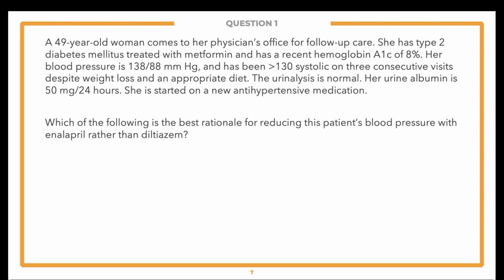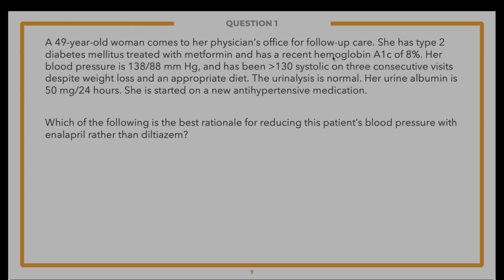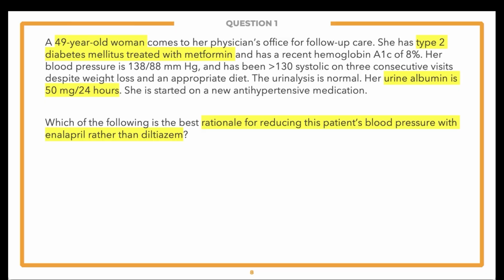So let's go through, highlight some key important words, and let's try to figure out what this question is really asking us. So I always like to start with the lead-in, just like he said: which of the following is the best rationale for reducing the patient's blood pressure with enalapril rather than diltiazem. So there are 2 drugs. You've got to think about the mechanism of each one, how they work. And in this situation, they're saying, why would we pick enalapril as opposed to diltiazem?